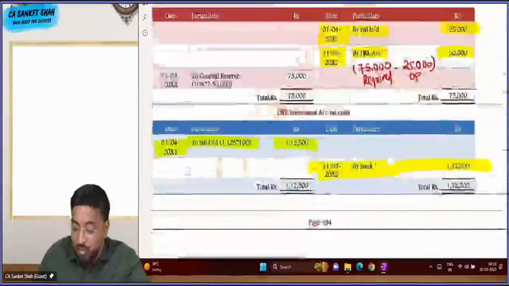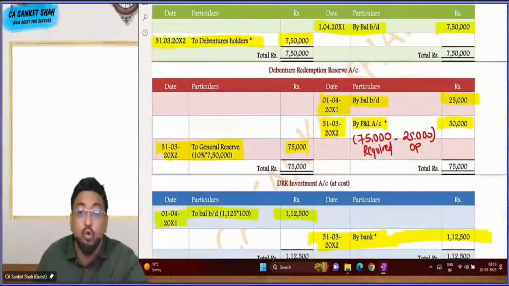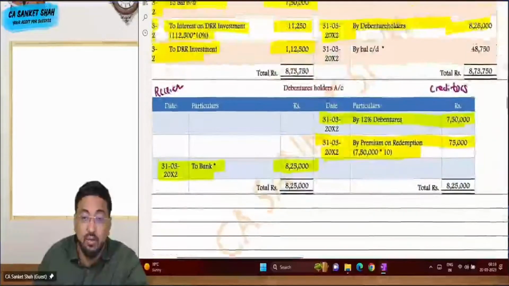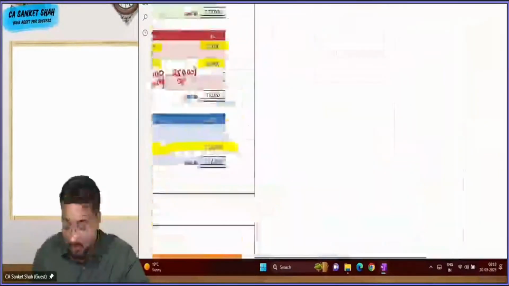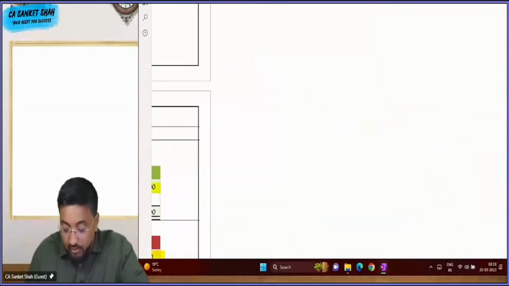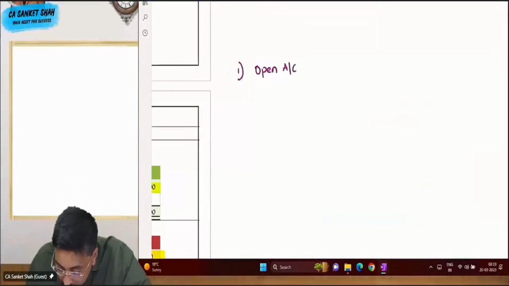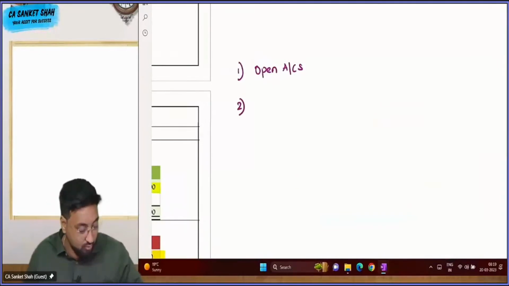And now we are going to close this DRR by transferring to general reserve. So to balance carried down, to general reserve. This is the last entry: DRR to general reserve. And then by balance carried down is the one. So beta, what I am going to write? I will write it in sequence for you. Write down what we have done. Open accounts.